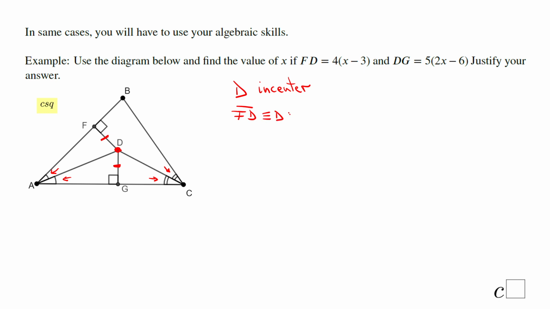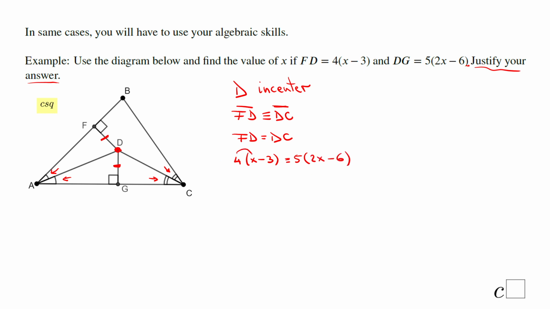Okay, and the incenter is equidistant from those sides. So this is the justification of my algebra that will be after this step. FD, the measure of FD equals the measure of DC. So we're going to have 4 times the quantity x minus 3 equals 5 times the quantity 2x minus 6.